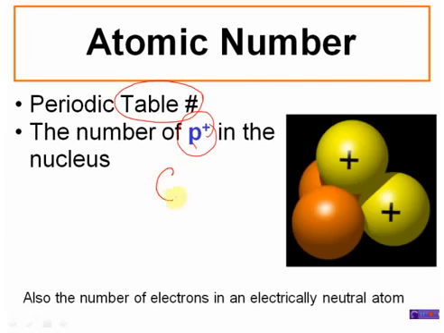So carbon on the periodic table is number 6. Oxygen on the periodic table is number 8. And that means carbon has 6 protons and oxygen has 8 protons. So once again, atomic number is coming into play today again, and it is the number of protons that are in the nucleus of the atom.